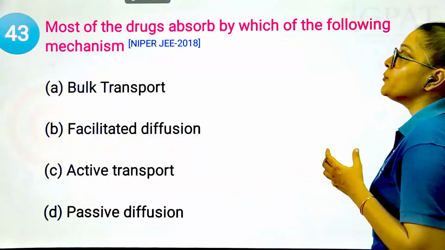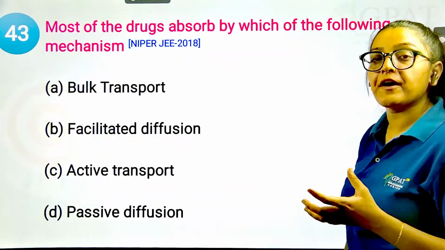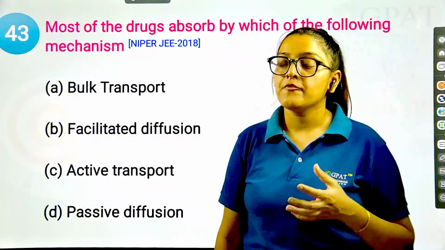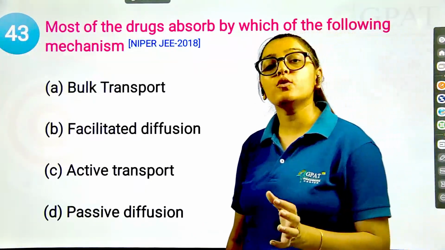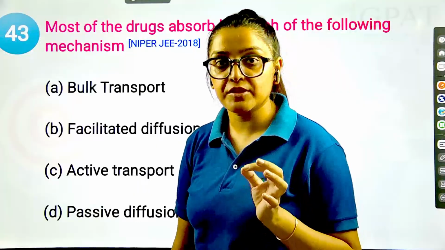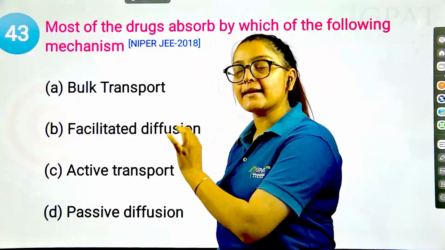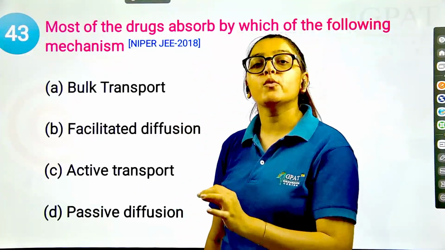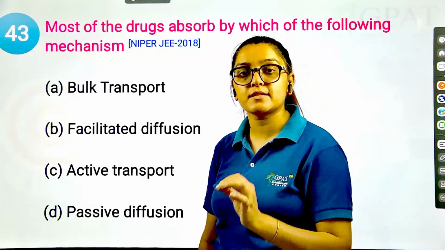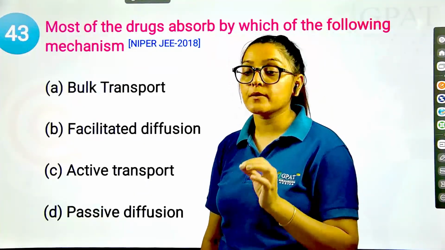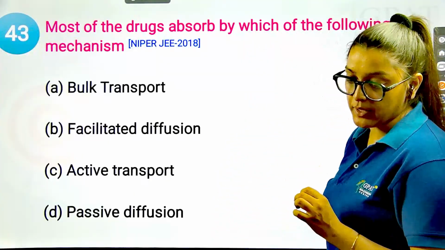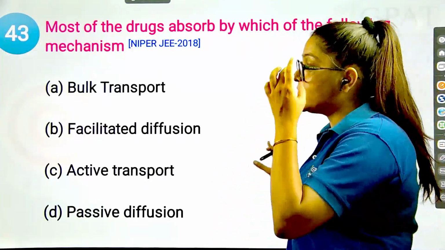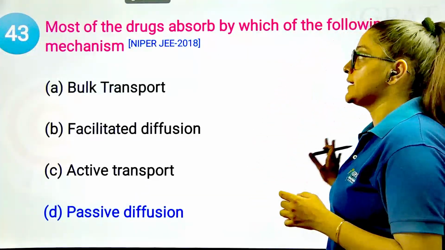Next question. Most of the drugs are absorbed via which of the following mechanisms? We have bulk, facilitated, active and passive diffusion. More than 90% of the drugs, it is exactly given in your fingertips book, are absorbed via the passive diffusion process. Option number D here is correct.